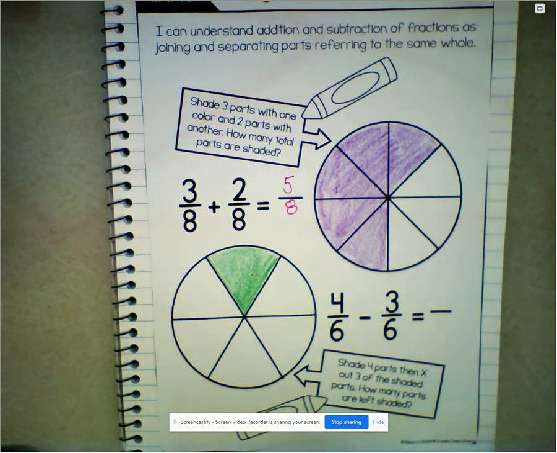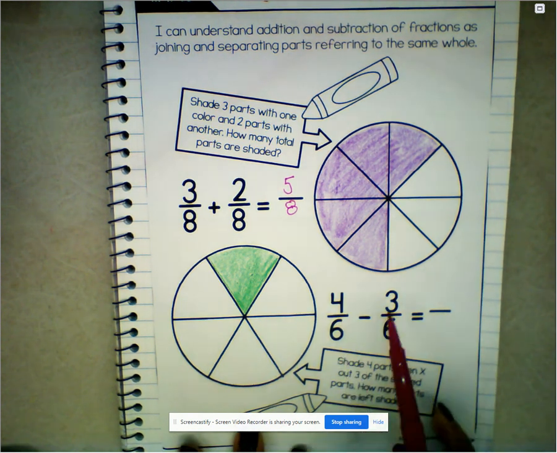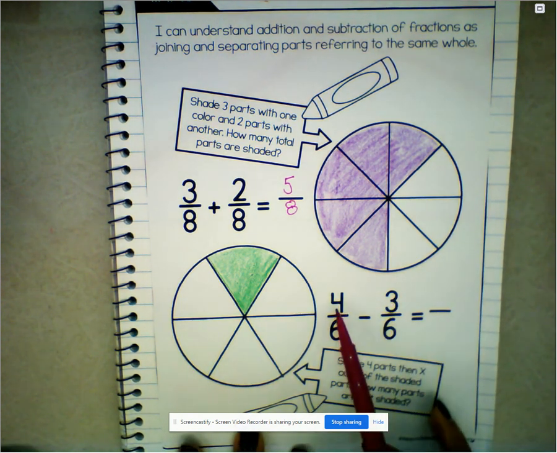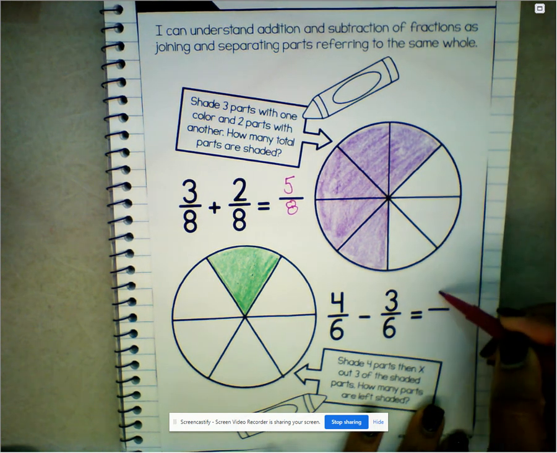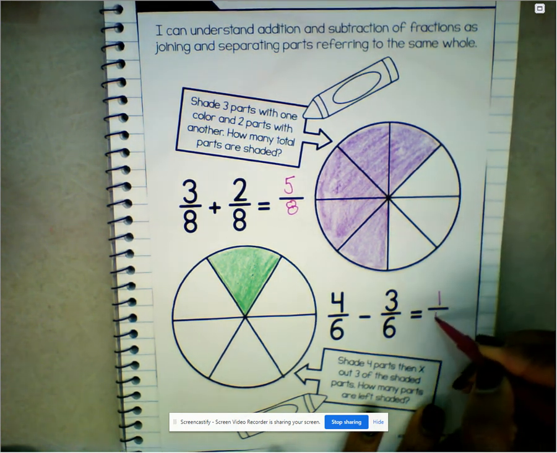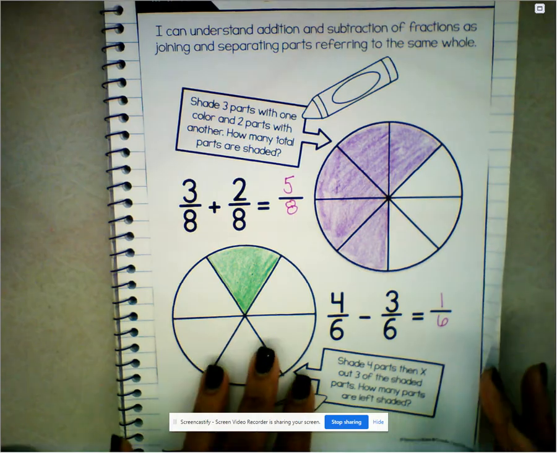Our denominators are both 6. We're going to subtract. So we're just going to take 4/6 minus 3/6. 4 minus 3 gives us 1. Our denominator is already 6. So these are pretty simple. But then we're going to turn to page 14.